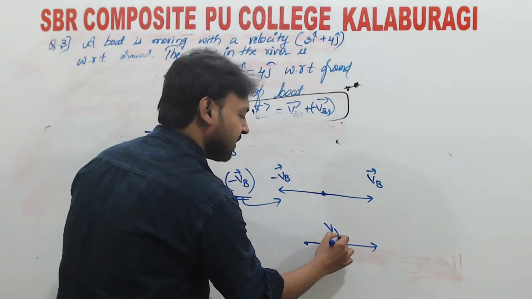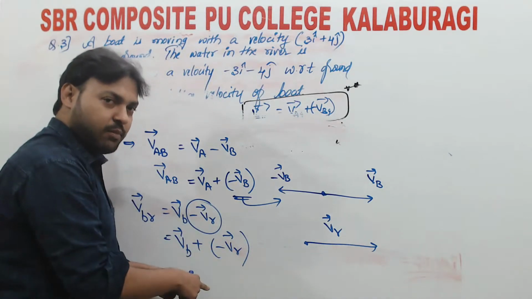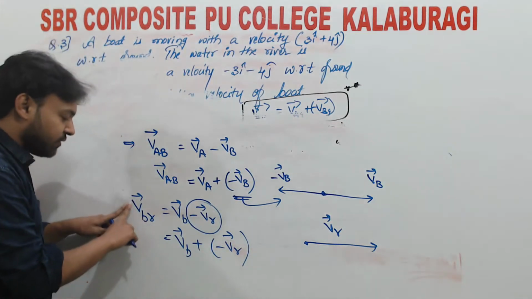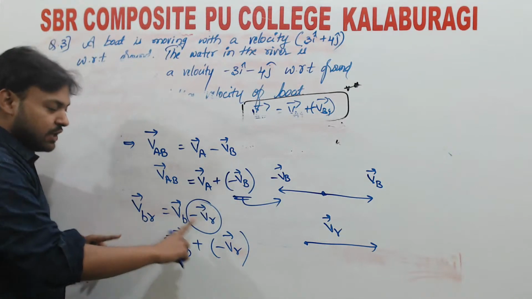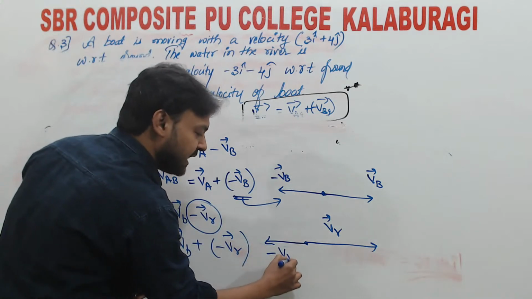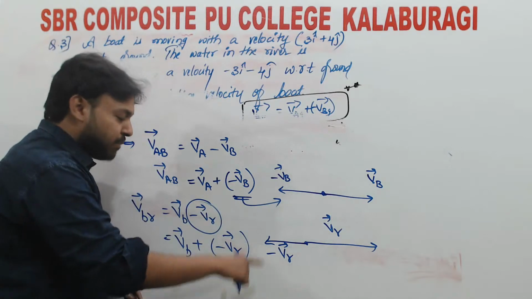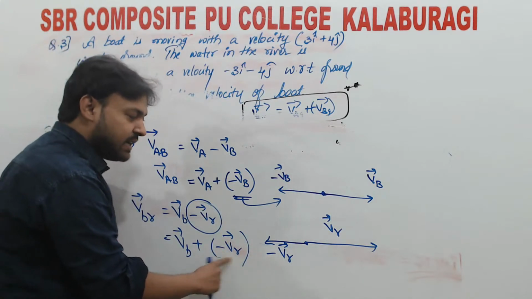Velocity of the river. Now what do we have to do? We want minus, according to the formula. We are standing with respect to what? Velocity of the boat with respect to river. So this direction definitely should be reversed. We have to consider minus VR bar. Right? This is again vector addition, but minus is there.